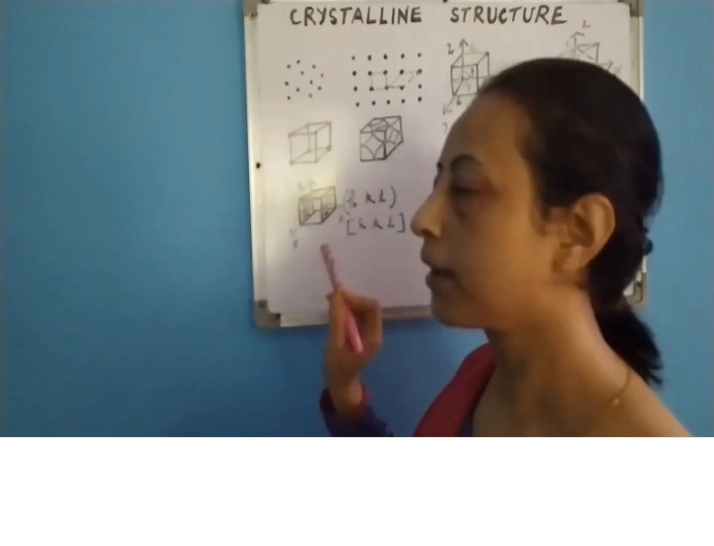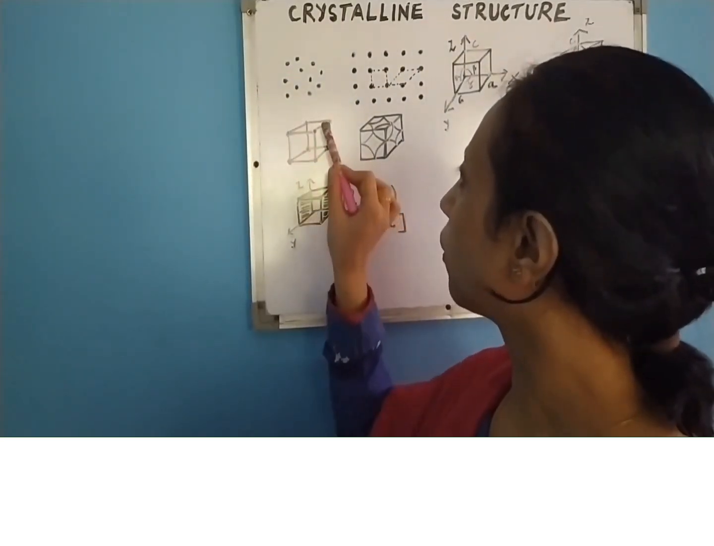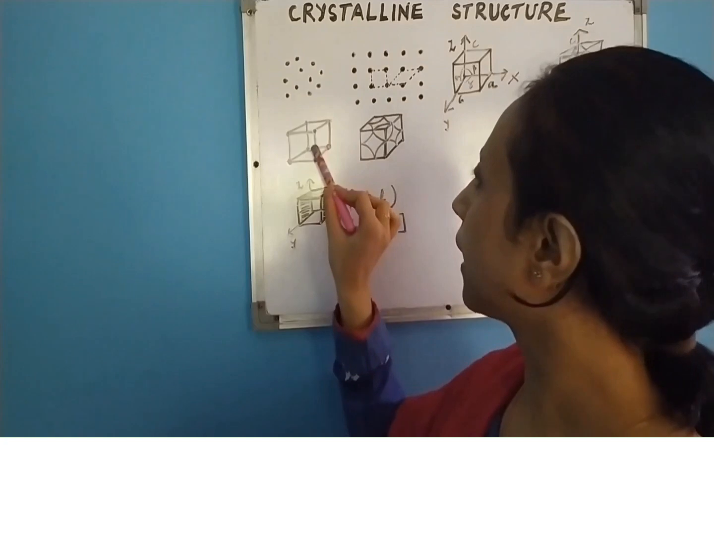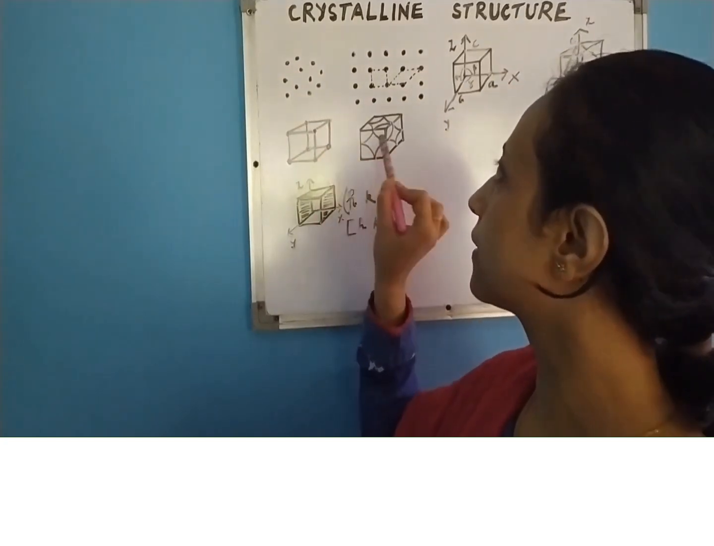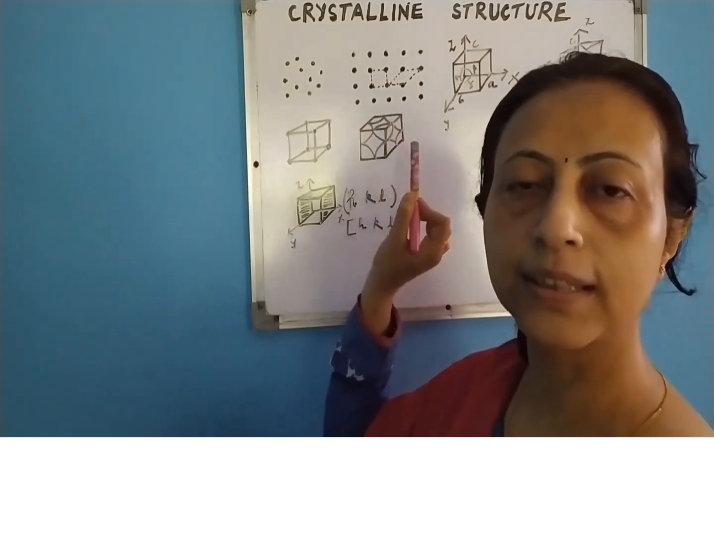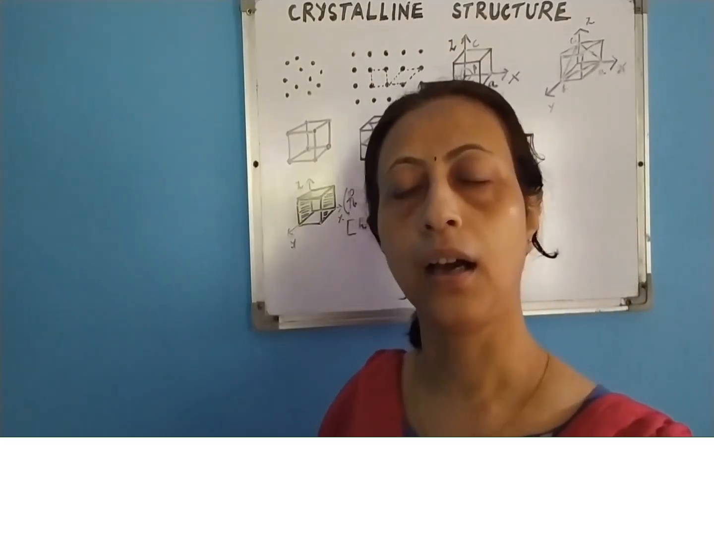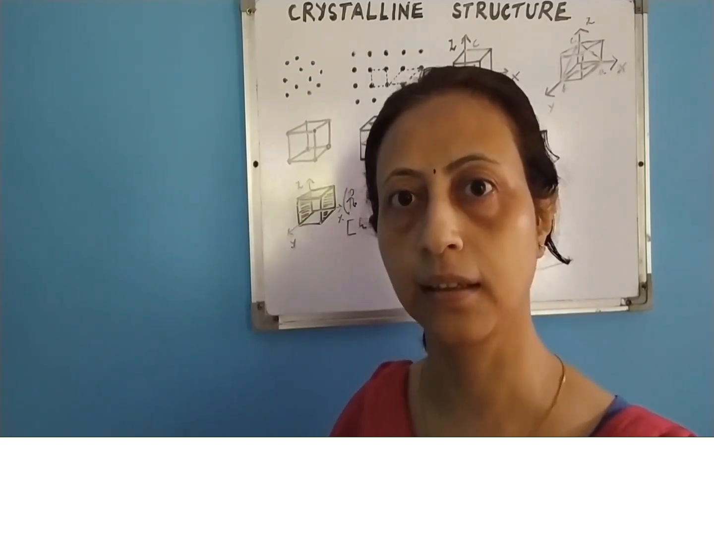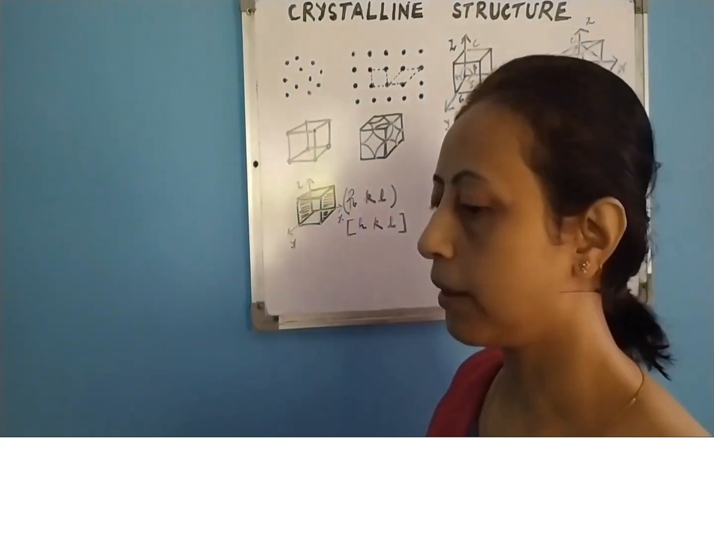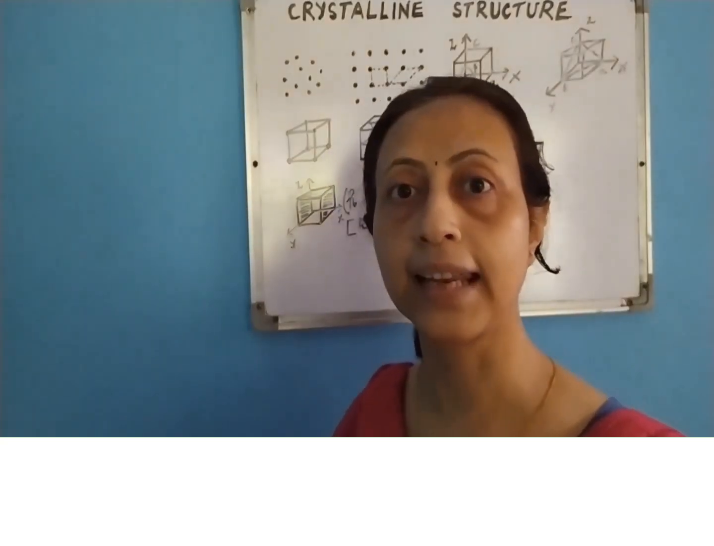And if you don't have atoms only at the corners, but in addition, if you have some atoms at the center of the unit cell or on the surfaces of the unit cell, then that will be called a non-primitive unit cell. Alright. Now let us also have the idea of lattice points.